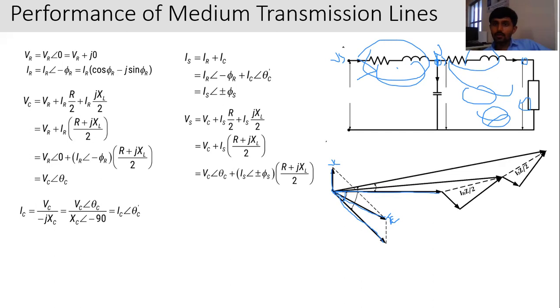So the voltage drop in this part, I will show. This is the voltage drop in this part. This is the IR into R by 2 and the IR multiplied by XL by 2. So we get that this is our VC, the updated VC. Okay, this is our VC, and this is IR, this is R, and IS.